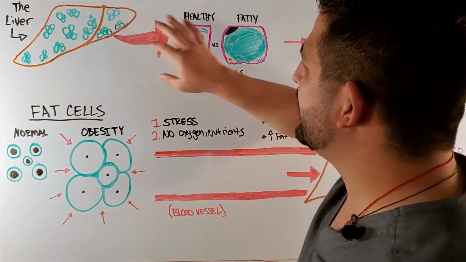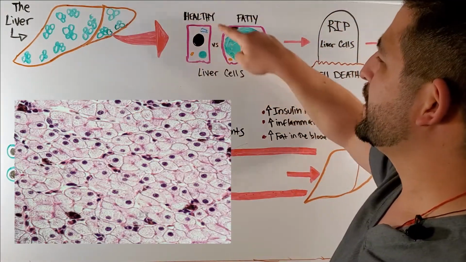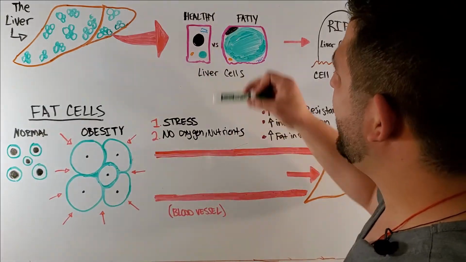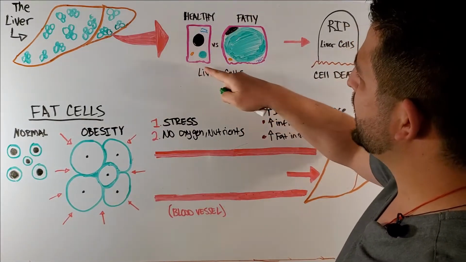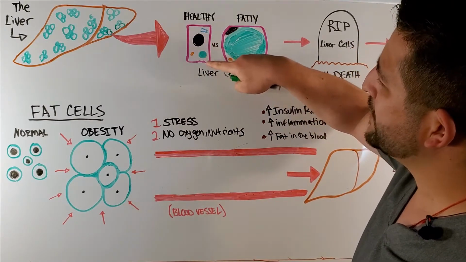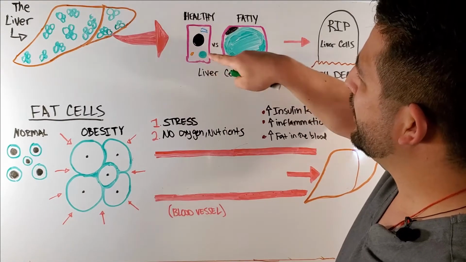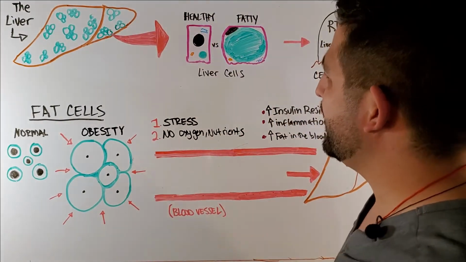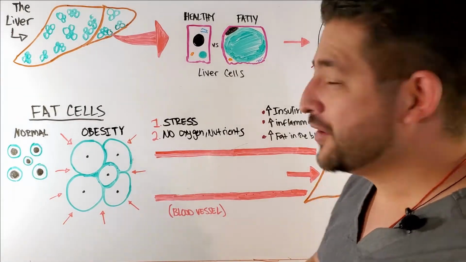Well, if we zoom in to an individual liver cell that I've drawn here in this little diagram, you'll see that a healthy liver cell is a nice square shape, has the nucleus in the middle, has a little tiny fat deposit here represented in green, and a couple of other organelles such as the mitochondria, and different parts of the cell that it needs to be working properly in order to function.